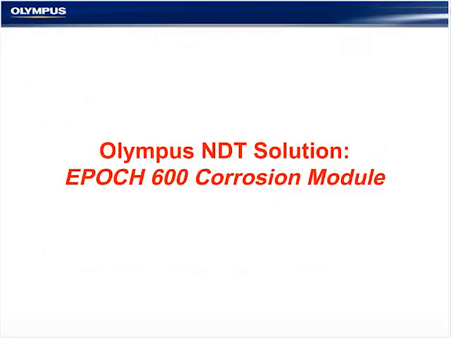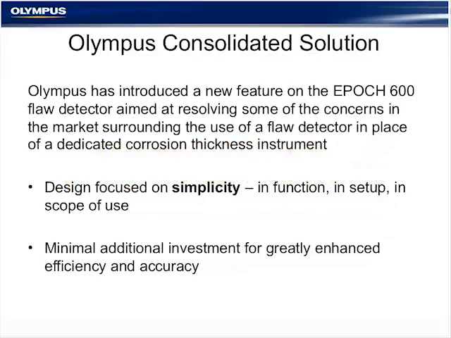So based on this very brief survey of market trends, Olympus has developed a software feature for the EPOCH 600 that is specifically targeted towards the corrosion market. And this is what we're here to talk about primarily today. And there's very simple direction for this software feature. The real highlight in the EPOCH 600 corrosion module is that we designed this feature around simplicity.